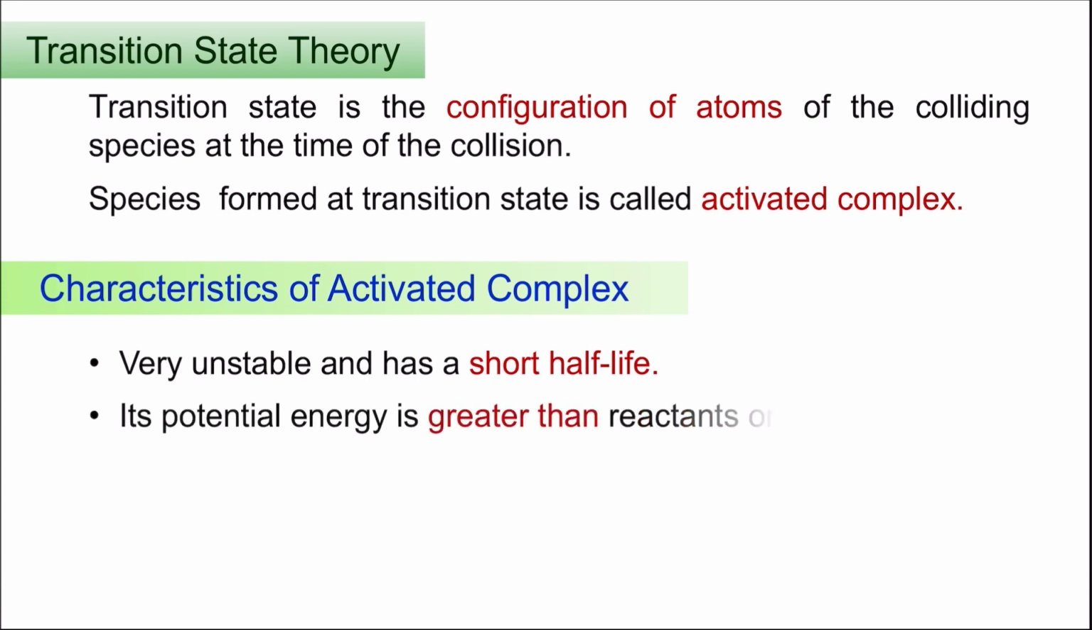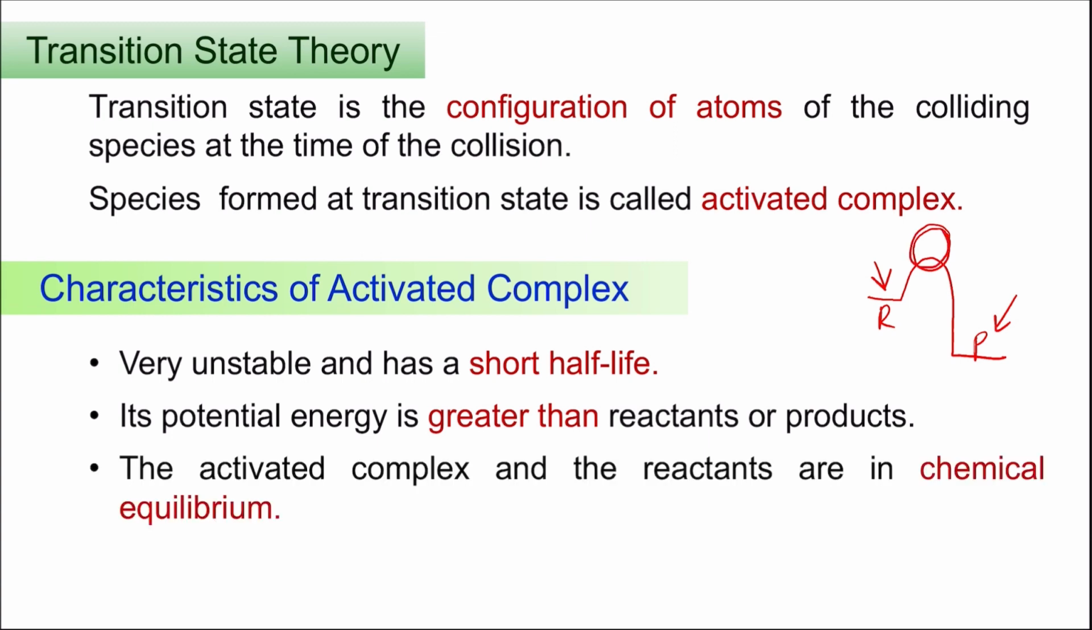Next one. Activated complex has potential energy which is greater than reactants and product. Kalau kita tengok plot energy profile diagram tadi, let's say this one. So energy untuk activated complex berada di atas. Di sini adalah reactant. Di sini adalah product. So dia berada di atas sebab tu greater. And then seterusnya, the activated complex and the reactants are in chemical equilibrium. Ini bermaksud activated complex ni boleh berubah jadi reactant semula ataupun menjadi produk. Sebab tu dia boleh reverse. That's why we call it as they are in chemical equilibrium.